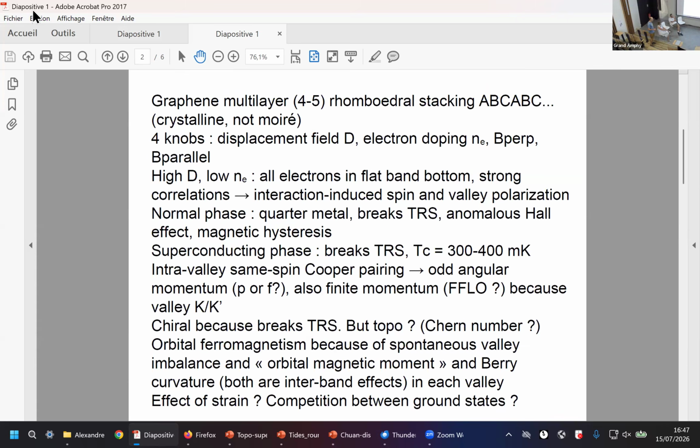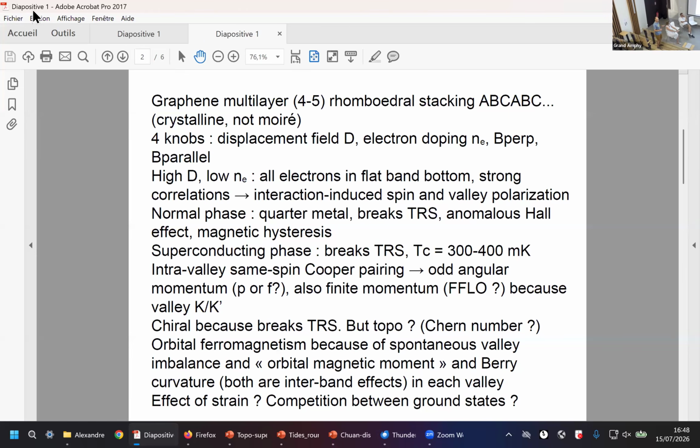The experiments, they have mainly 4 knobs. They control the displacement field that allows to tune the band structure, like open gaps, make the bands flatter. They control independently the electron doping, and they play with the perpendicular and the parallel magnetic fields. And what they find in many of these samples is that at high displacement field, when the band structure is really flat, and when they have a low electron doping and the electrons are all in the bottom of this very flat band, then they expect strong correlation, and what they see is interaction-induced spin and valley polarization.